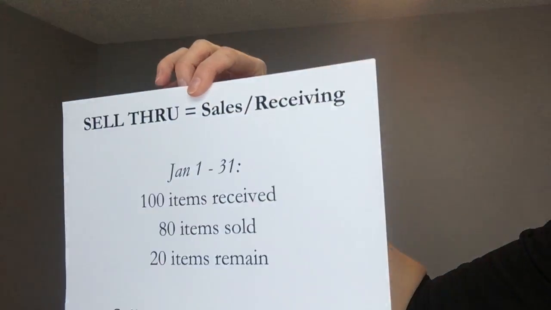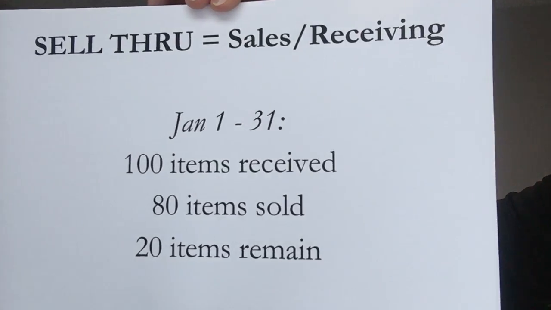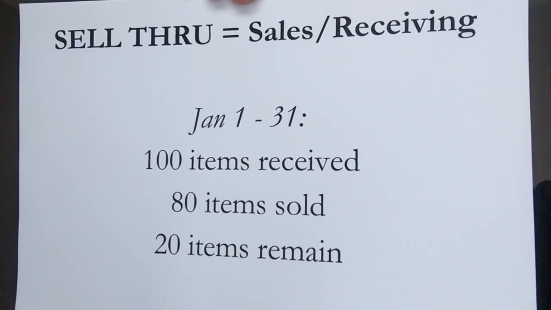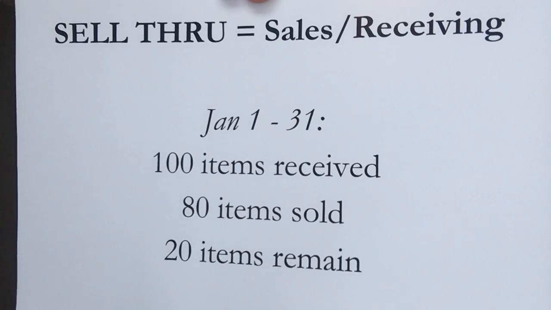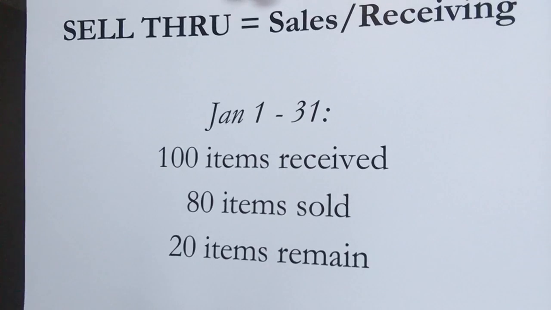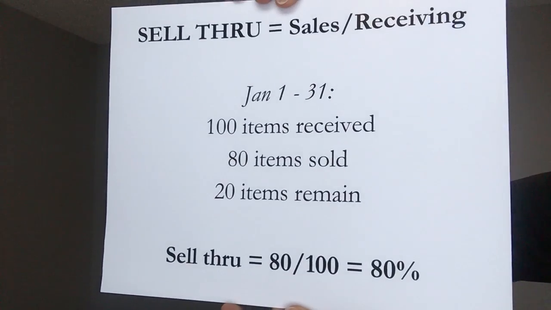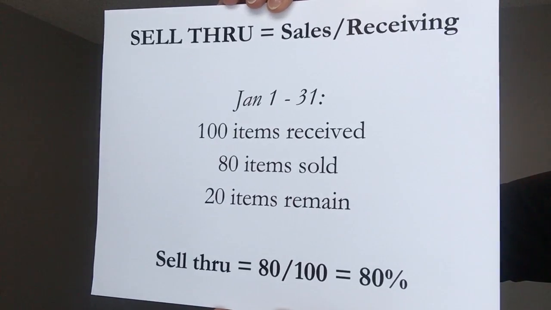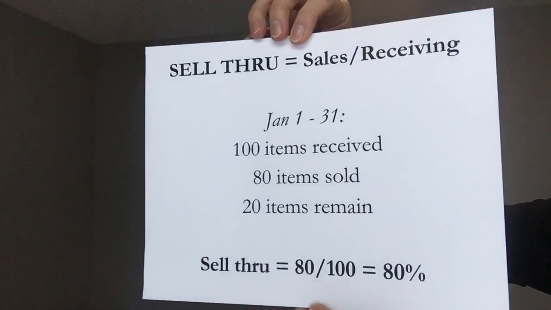The other really important piece of data that I like to look at is sell-through. Sell-through tells us the number of items brought in versus the number of items sold and the number of items we have left to sell. We calculate sell-through by taking sales divided by receiving. So in this example, January 1st to 31st, we received 100 items from this brand. We sold 80 of them, meaning we have 20 remaining in store. So our sell-through is 80 items sold divided by 100 items received, or 80% sell-through.